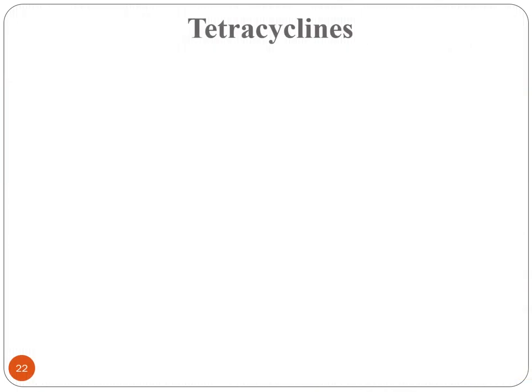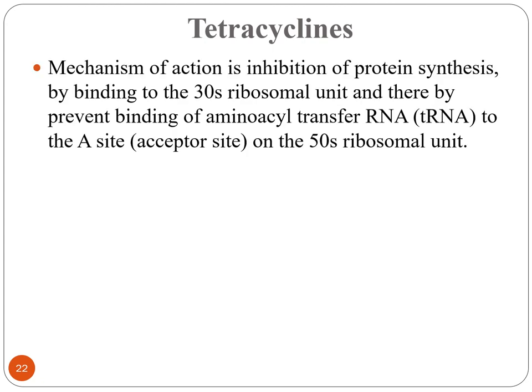First, we'll talk about the tetracyclines. The mechanism of action of tetracycline is inhibition of protein synthesis by binding to the 30S ribosomal subunit and thereby preventing binding of aminoacyl transfer RNA to the A site, which is an acceptor site, thereby disrupting protein synthesis, which is carried out on ribosomes. So these drugs are protein synthesis inhibitors.